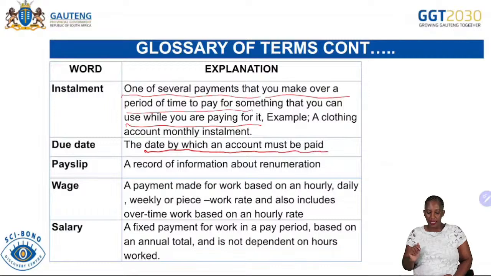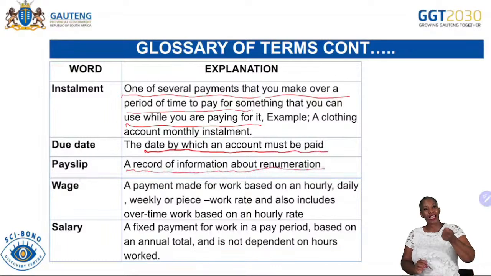Now you say a pay slip is a record of information about remuneration. So remember I said I need to know how much they are paying me every month, and what deductions are taking place in my account or in my salary. So if I'm paying for the UIF, I need to know how much they are deducting. If I'm paying for a union, how much is the union taking? If I'm paying for the medical aid, how much is the medical aid taking? So now we get that pay slip. That pay slip is a record of information about remuneration.